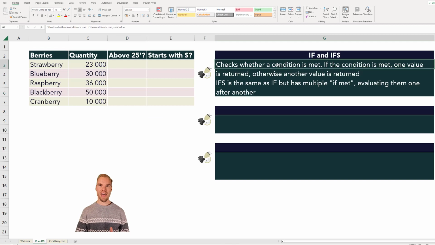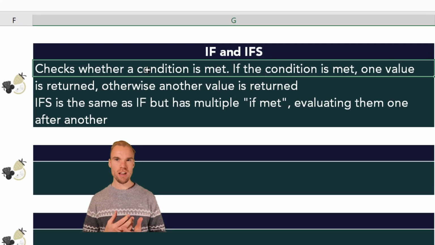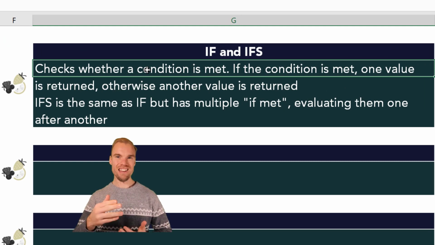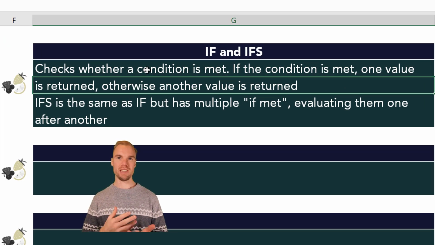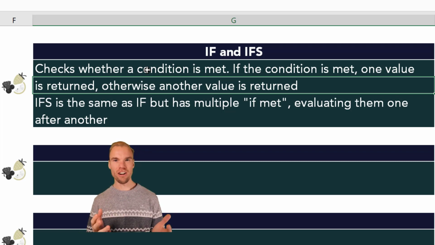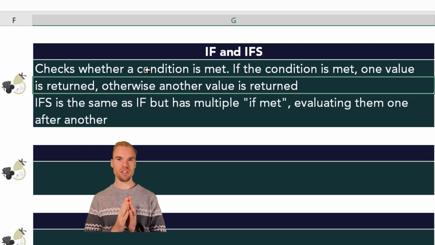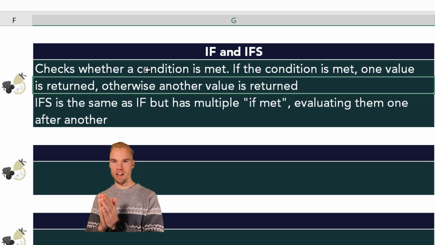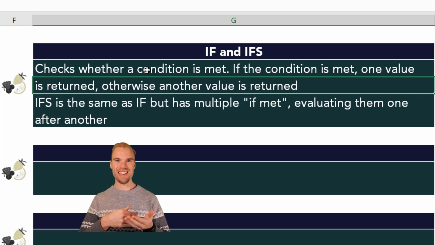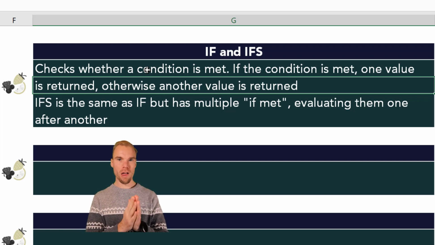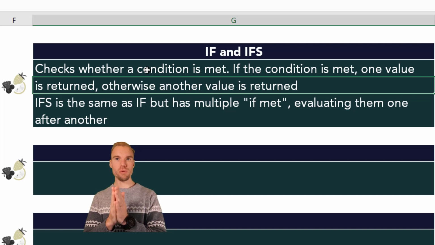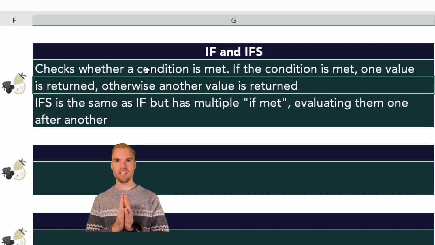So IF and IFS. They check whether a condition is met, and if the condition is met, one value will be returned. Otherwise, another value is returned. The IFS function, however, evaluates conditions one after another and only has a value if true. So you evaluate one thing, and if it's true, something will happen. If it's not true, then you evaluate another condition.